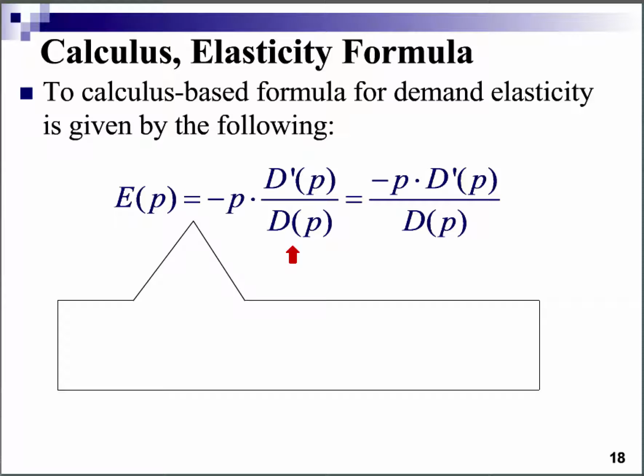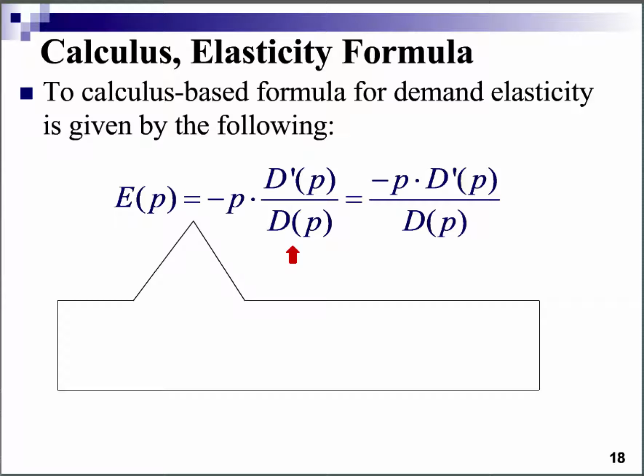Another way to write this is to put everything as one fraction. Keep in mind that negative p out in the front is really negative p over 1. So when we multiply through the fractions, we end up with negative p times the derivative of demand, all divided by the original function d.